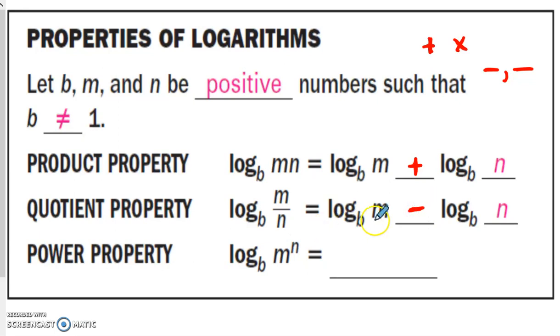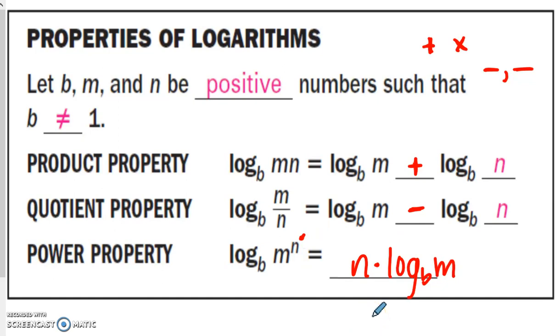The other thing to remember is if you see two logs that are being subtracted from each other and they have the same bases, then I can bring them together and make it m over n. And the last property, which is the power property, allows me to take any exponent that's here and bring it in front of the log base b, and m would stay there. So it allows this exponent here to come out in front of the log.